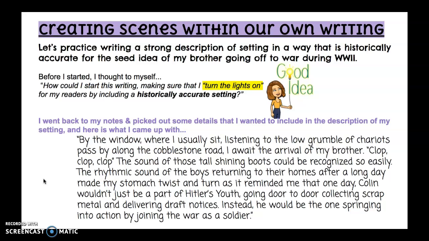By the window, where I usually sit, listening to the low grumble of chariots pass by along the cobblestone road, I await the arrival of my brother. Clop, clop, clop. The sound of those tall, shining boots could be recognized so easily. The rhythmic sound of the boys returning to their homes after a long day made my stomach twist and turn as it reminded me that one day Colin wouldn't just be a part of Hitler's Youth, going door to door collecting scrap metal and delivering draft notices. Instead, he would be the one springing into action by joining the war as a soldier.